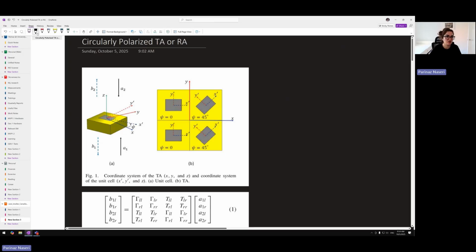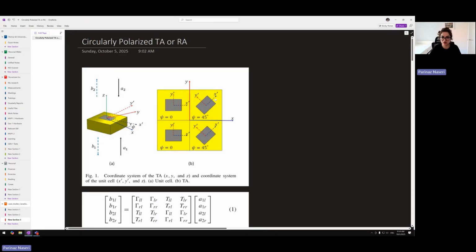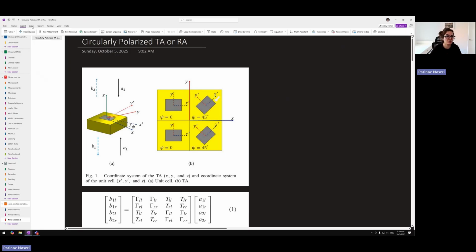Let me pick another color here. I chose black, but I don't know why it's not drawing black. Me and technology, guys. This is not black. How is this?